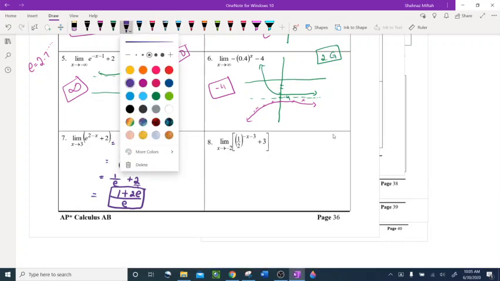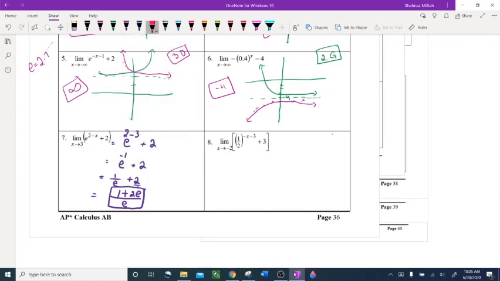Okay, let's try that one. This one is talking about negative 2. So I'm going to plug in negative 2: half to the negative 2 minus 3, plus 3. So I have to solve this. It's going to give me half to the positive 2 minus 3, plus 3 again. It's going to give me half to the negative 1, plus 3. Since this is negative, I can do 1 over 1/2, but when we do the reciprocal, it's going to give me 2. 2 plus 3, which is 5.